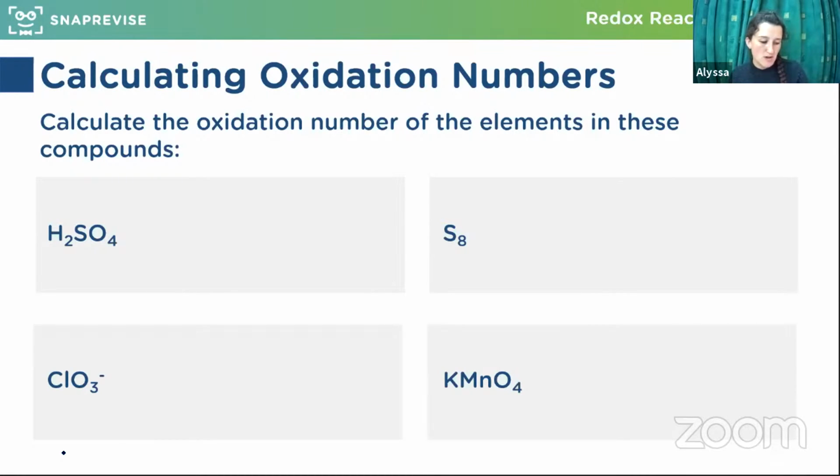What's the best way to memorize exceptions? There are very few exceptions. So I would write them maybe on individual flashcards and just test yourself on them. Oxygen in hydrogen peroxide is one of them, and hydrogen in hydrides is the other. Those are the 2 most common exceptions.